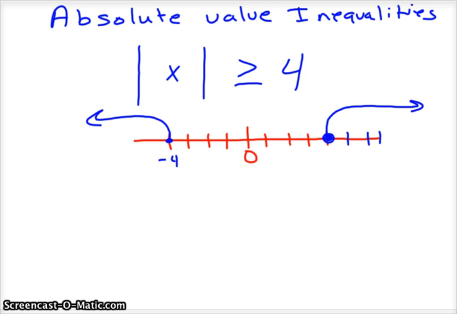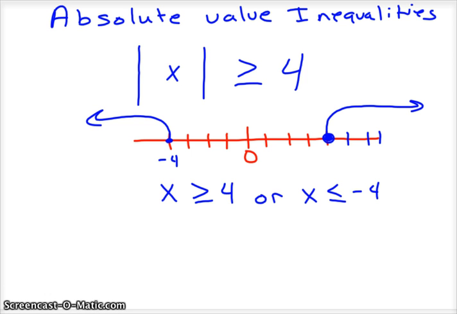So your final answer to this would be x is greater than or equal to 4, or x is less than or equal to negative 4. And you need to kind of get used to the notation for this.